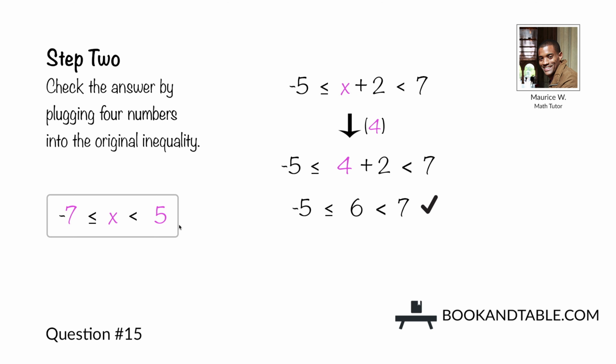And then for the last number we plug in, which would be 5. 5 plus 2 is 7. That leads to the false statement, 7 is less than 7. So this confirms that the answer to question number 15 is negative 7 is less than or equal to x, which is less than 5.